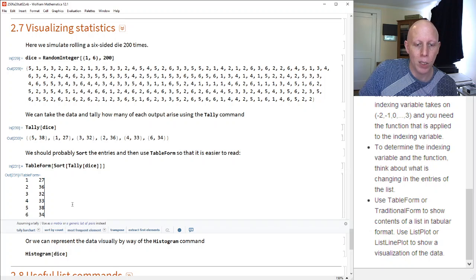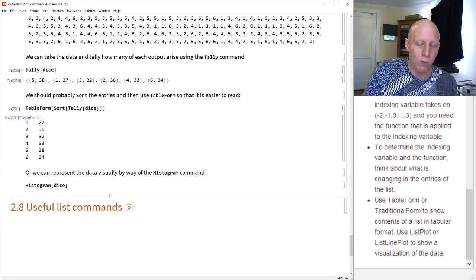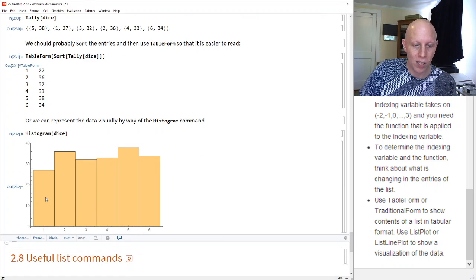If you rerun it again, or change the numbers, or change how many times, you'll get different numbers each time, because rolling dice is a random process. So this is using tally. You can also visualize the data using histogram. This shows us that there were 27 1s, 36 2s, etc. And so it gives you a different visual way to show the data.